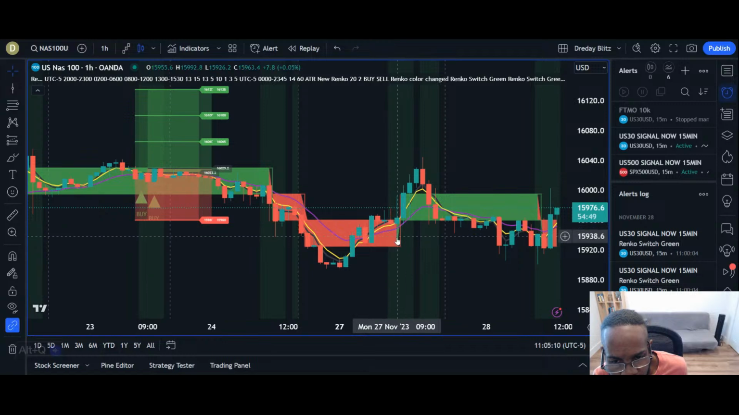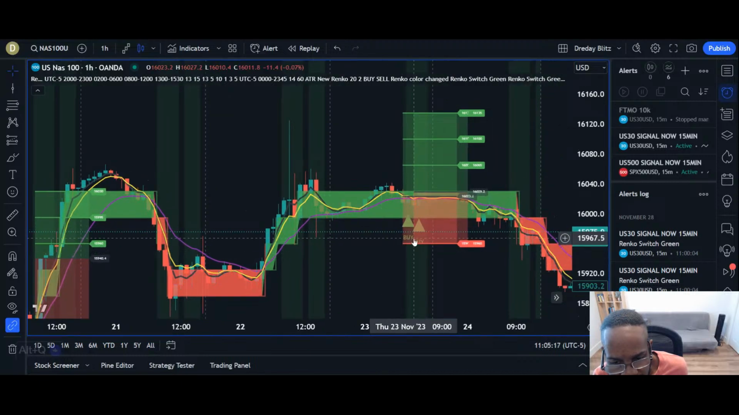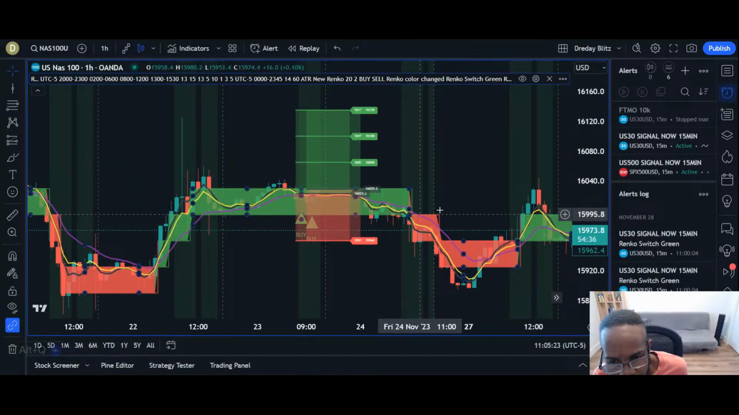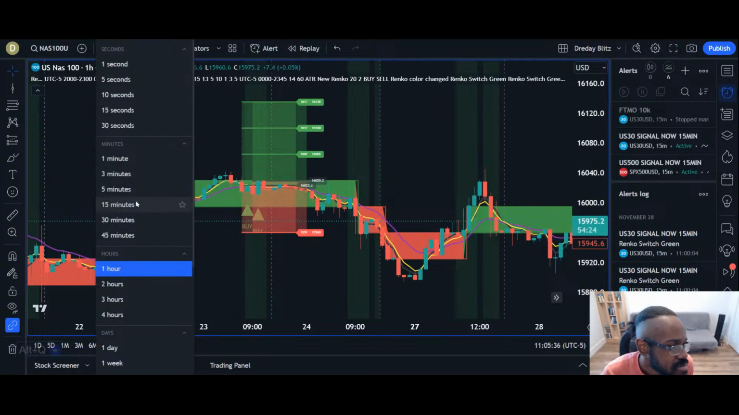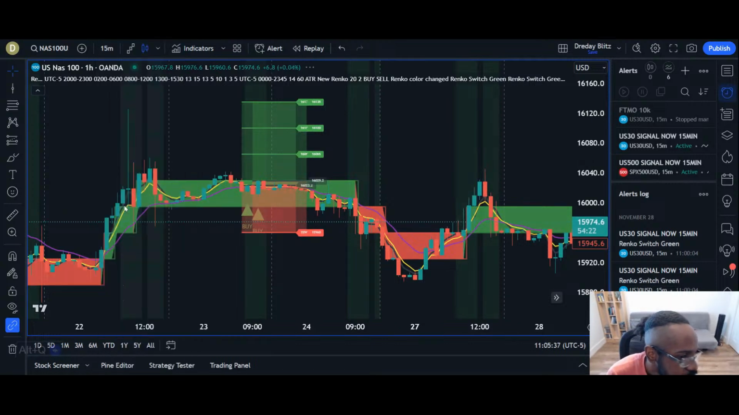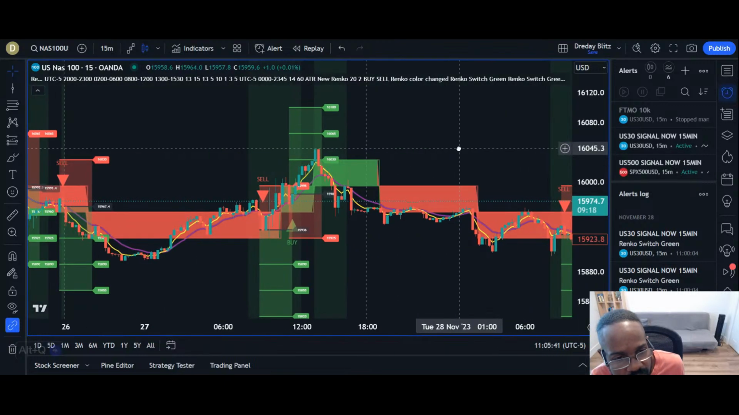It switched from green to red to green on Monday, but I don't have any signals. I only have buys here from last week, last Thursday, and then it sold off on Friday. Oh, sorry. You see? I was on the 15. I was on the 1 hour chart. My bad. Give me 2 seconds.